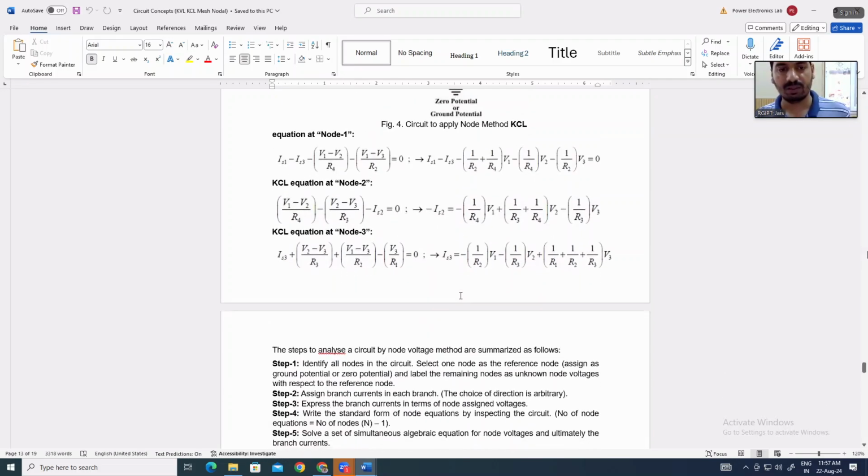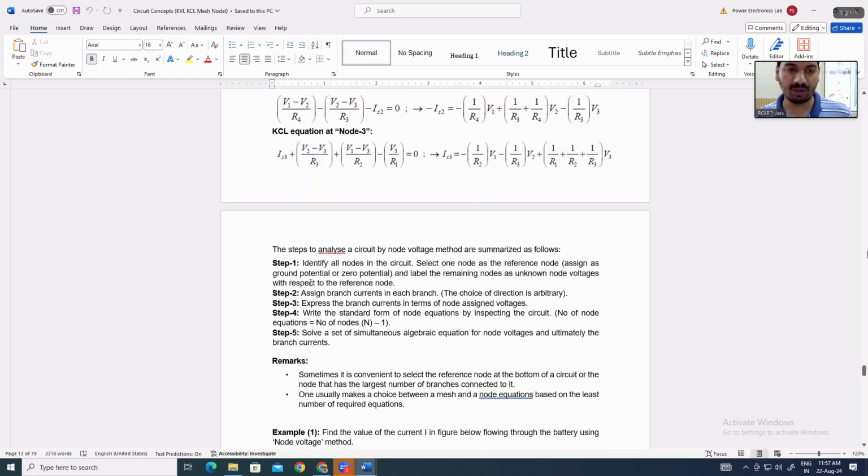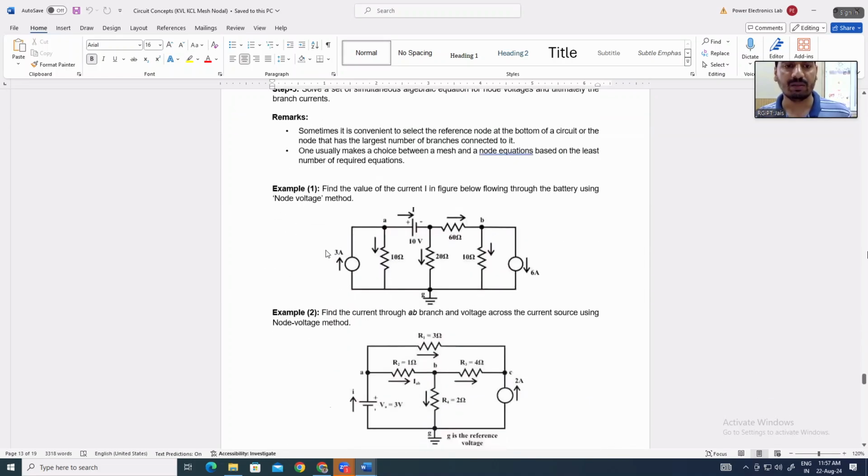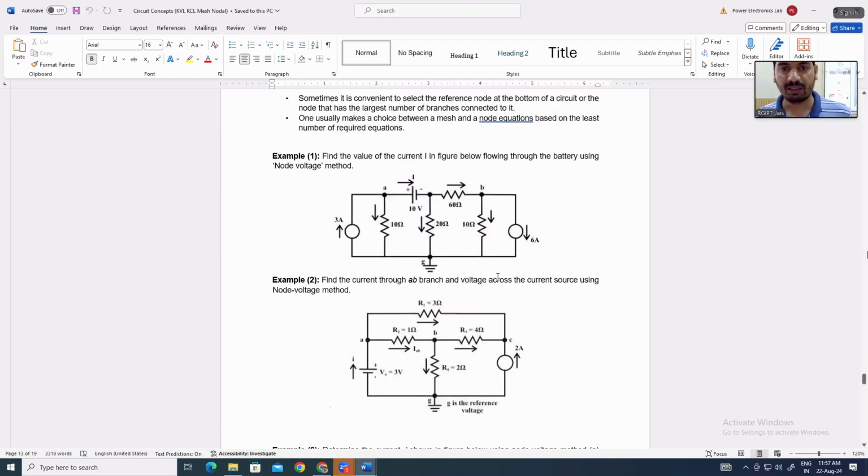Okay. So this is already given to you. Steps are also given here. Based on the examples, you can take one example at a time, solve it, and practice applying mesh analysis and nodal analysis. If you find any difficulty, I will be available for your help, anytime.